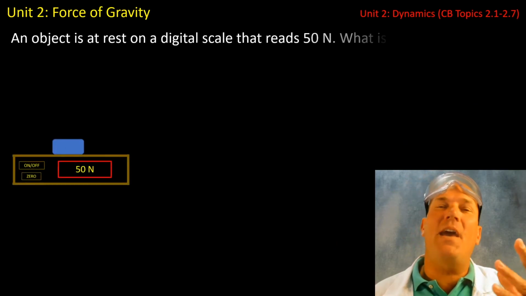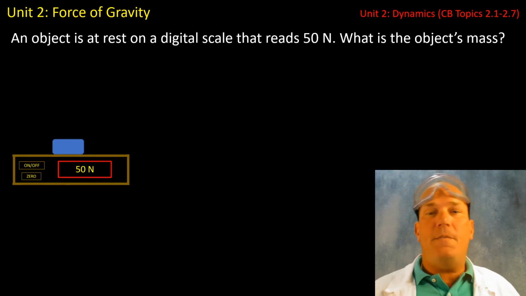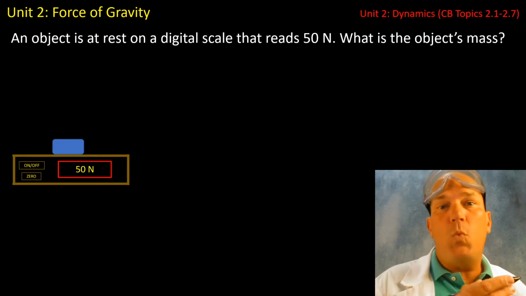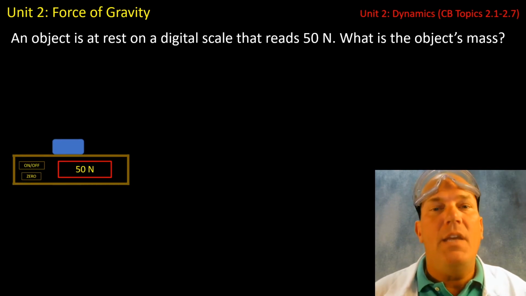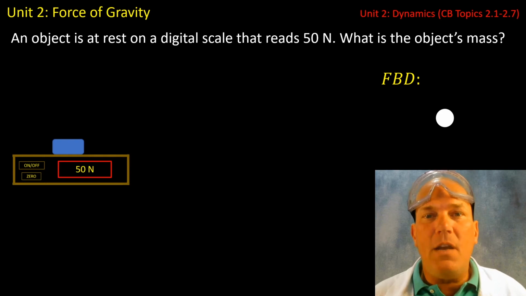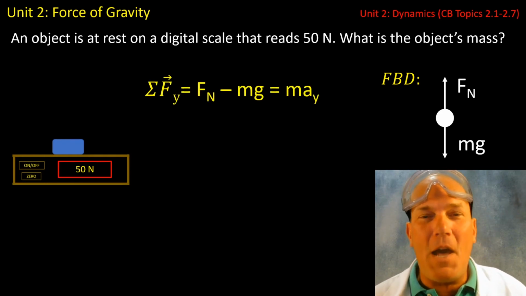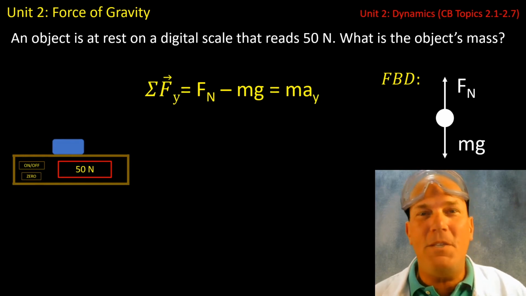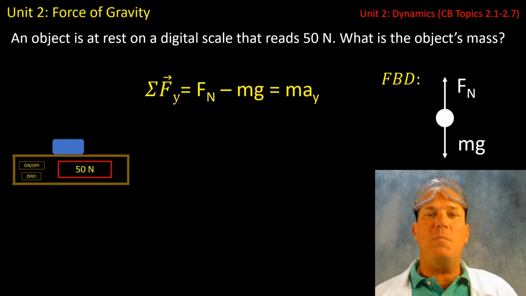An object is at rest on a digital scale, and the scale reads 50 newtons. That is its weight. What is the object's mass? Again, let's look at our free body diagram. Let us define our coordinate system and call up positive and down negative, which means we will subtract the force of gravity from the force normal.